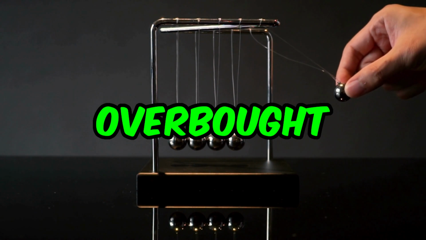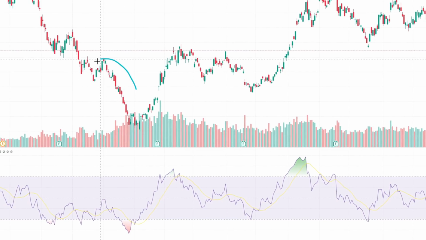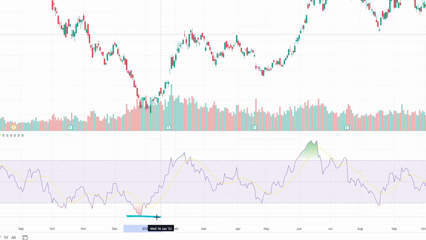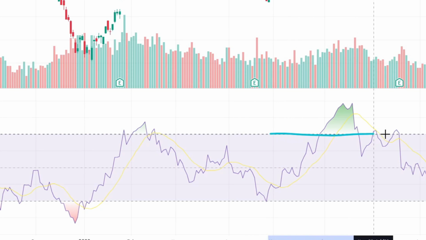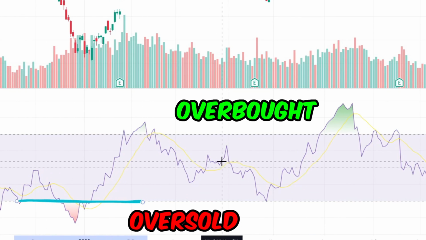The RSI measures momentum, which is the speed or strength of the price. So when we see strong movements to the upside, like right here, we will see high readings on the RSI. And if we see strong and fast movements towards the downside, we will see low readings on the RSI, like right here. When the RSI indicator is above 70, we say that the price is overbought. And when the RSI is below 30, we say that the price is oversold.